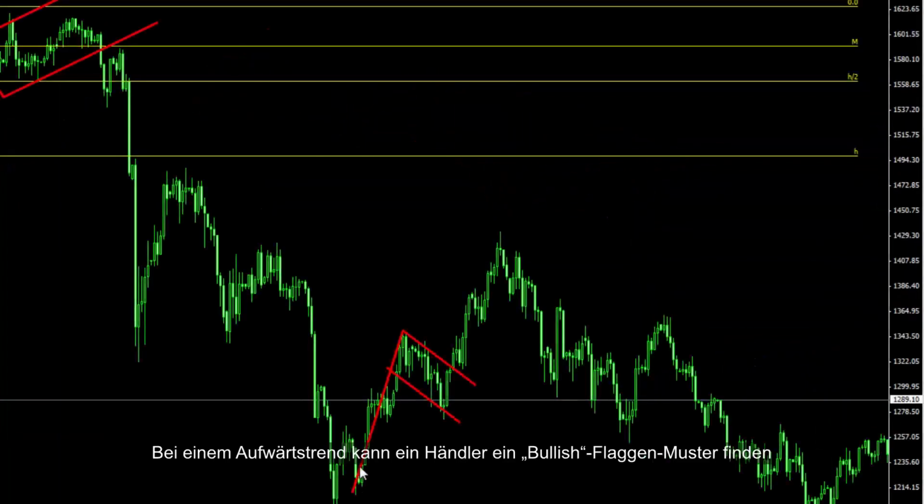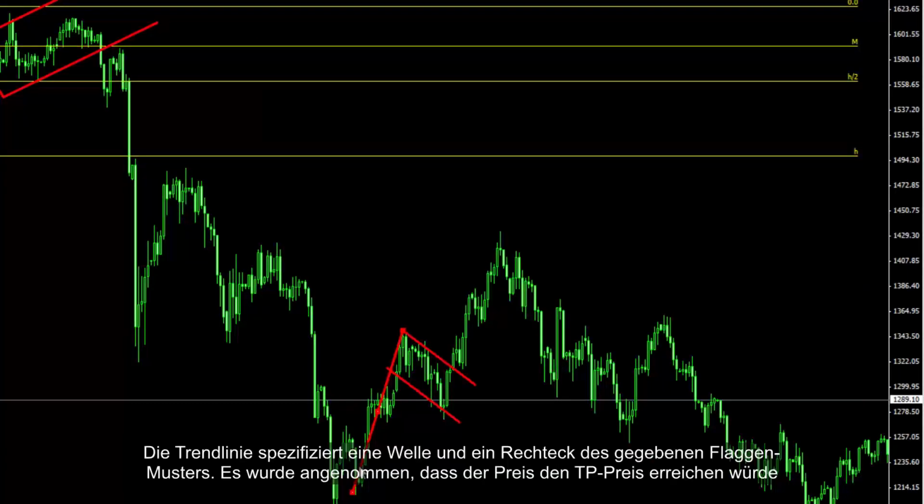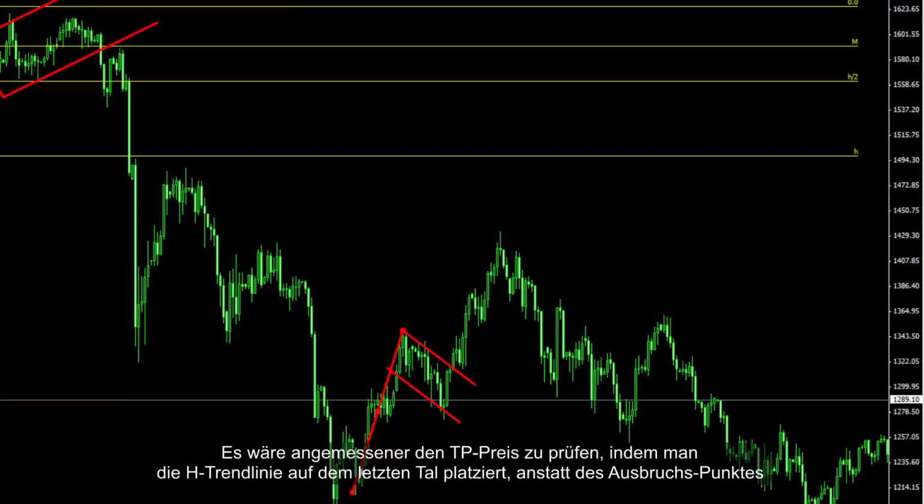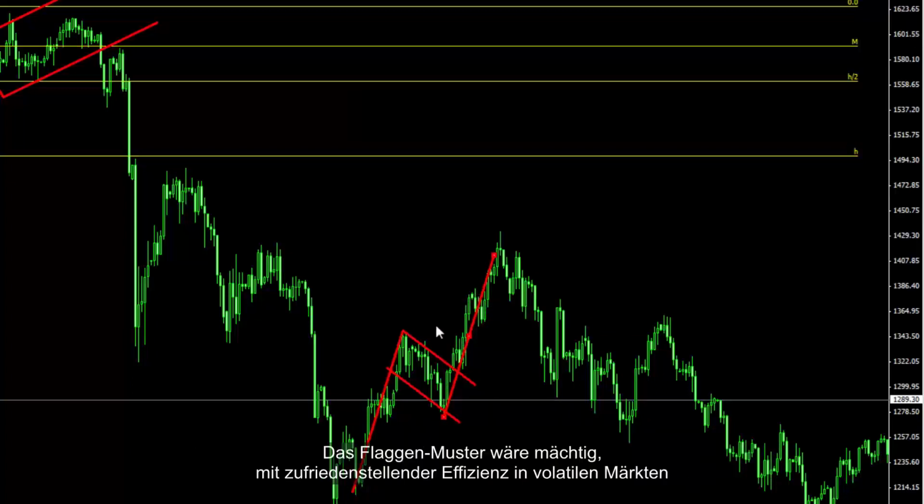On an upward trend, a trader can find a bullish flag pattern. The trend line specifies a shaft and a rectangle of the given flag pattern. It was assumed that price would reach the TP price. It would be more appropriate to consider the TP price by placing the h trend line on the last valley rather than the breakout point. A flag pattern would be abundant with satisfactory efficiency in volatile markets.